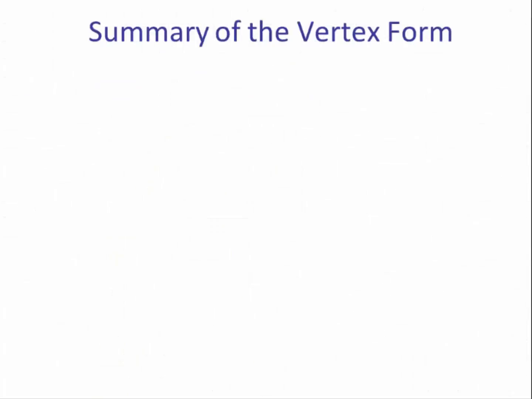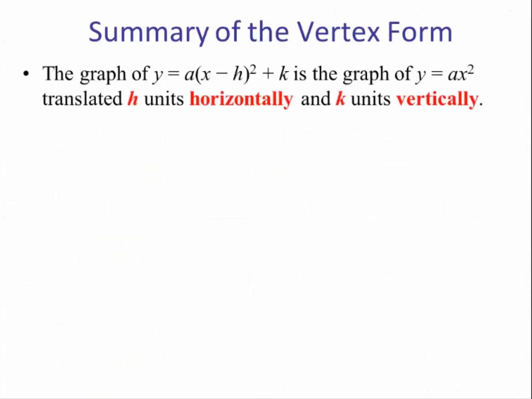Summary of the vertex form. The graph of y equals a times (x minus h) squared plus k is the graph y equals a x squared, translated h units horizontally and k units vertically.